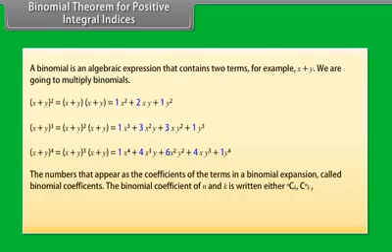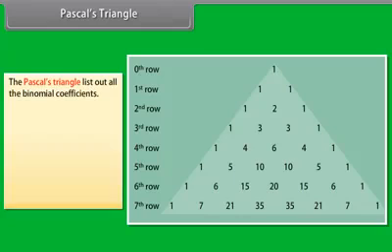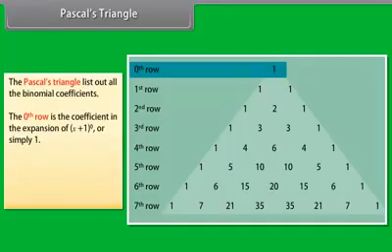The numbers that appear as the coefficients of the terms in a binomial expansion are called binomial coefficients. The binomial coefficient of n and k is written as nCk. Pascal's triangle. Pascal's triangle lists out all the binomial coefficients as shown in the figure.